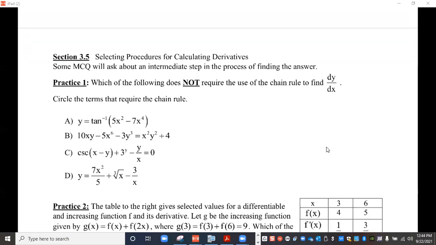This question here. Like I mentioned, you need to be on the lookout from this day forward anytime you're doing a derivative for chain rule. Practice one is asking which of the following does not require the use of the chain rule. So again, circle the terms that require the chain rule. Go ahead and take a look at these four. There could be more than one choice or maybe just one. But go ahead and see out of these four if you can recognize which one of these would require the chain rule.